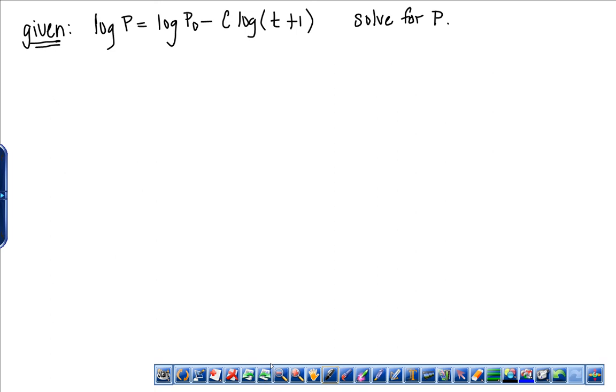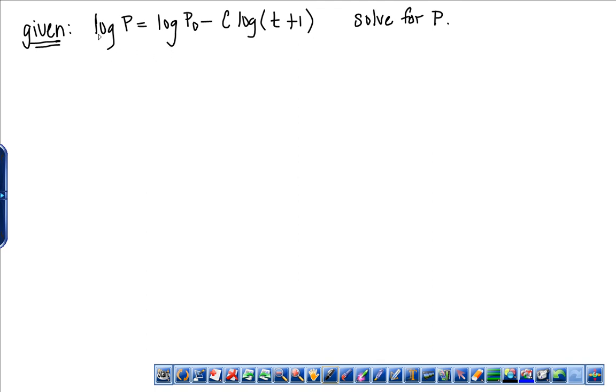Okay, so I've given you just this random equation. If you'd write this down, it says log of p is equal to log of p naught, this is a 0, minus c times log of t plus 1. And I want us to solve for p. So in order to solve for p, I'm going to try to use my log rules again. Let's see if we can try to just get a single log on each side.